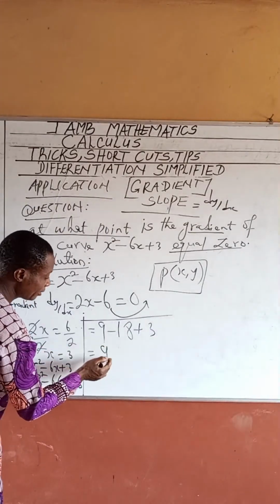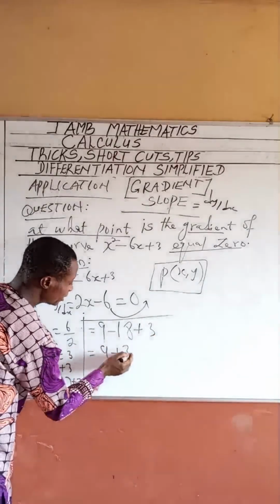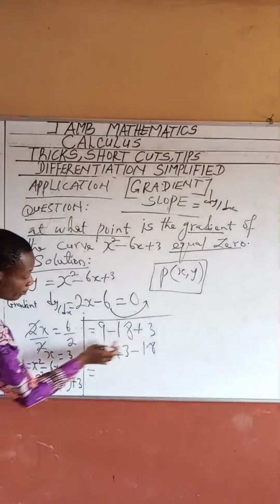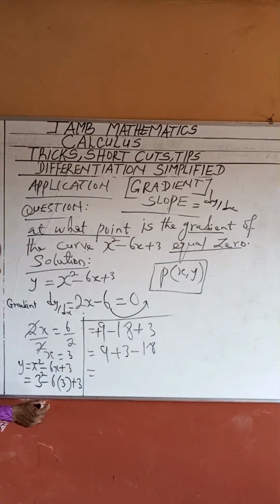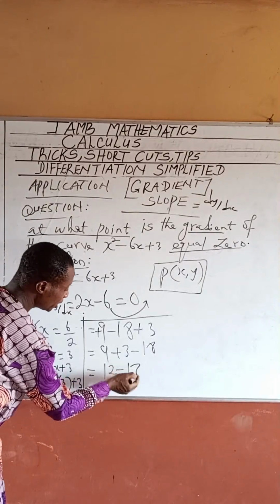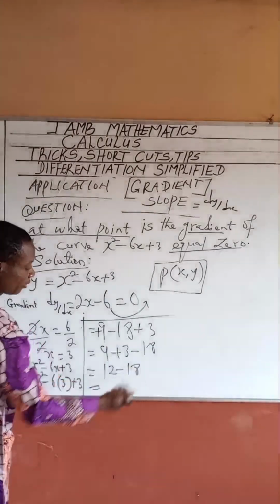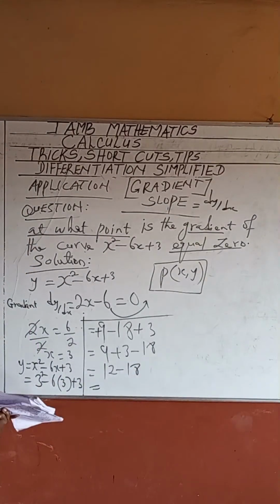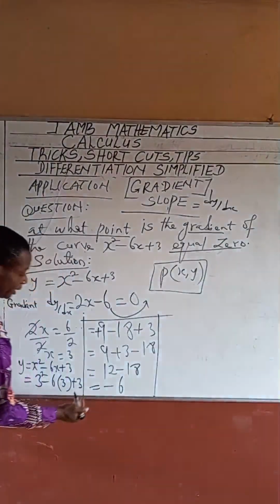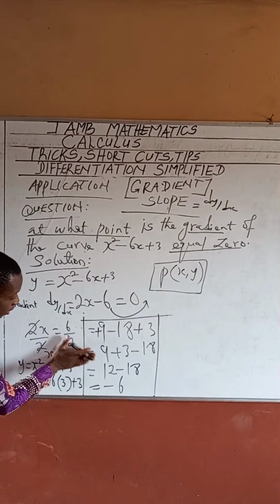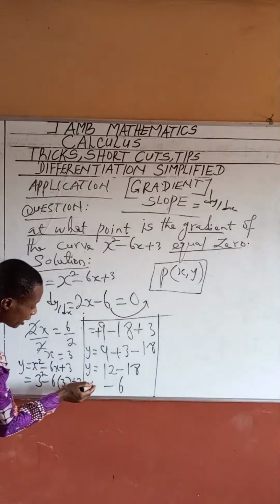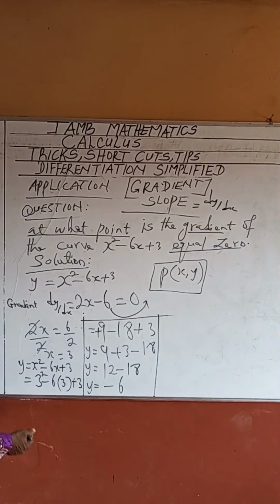It's like 9 plus this 3, then minus 18. You are collecting like terms in terms of positivity. So 9 plus 3 is what? It is 12. Then minus 18. So what is 12 minus 18? It is simply minus 6. Okay, so we have gotten our y. Just write y equals, so y is minus 6.